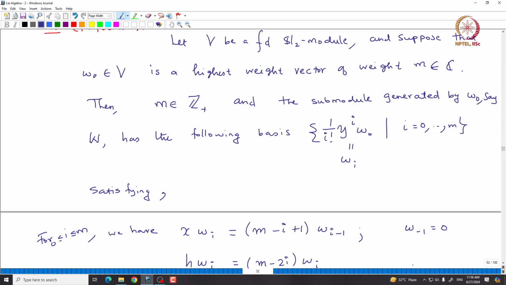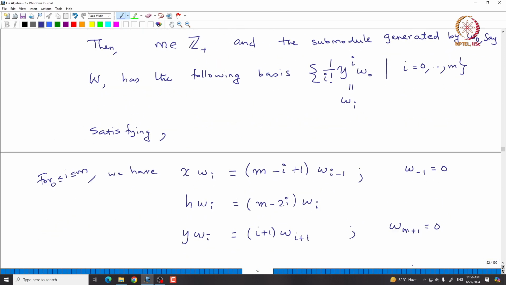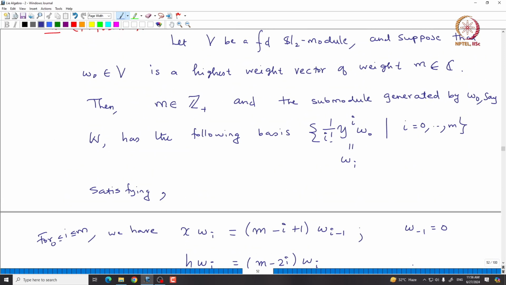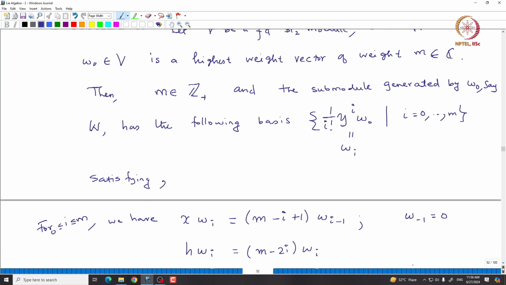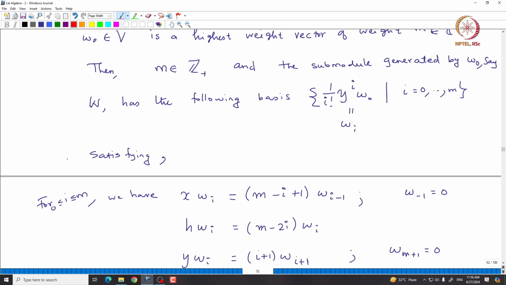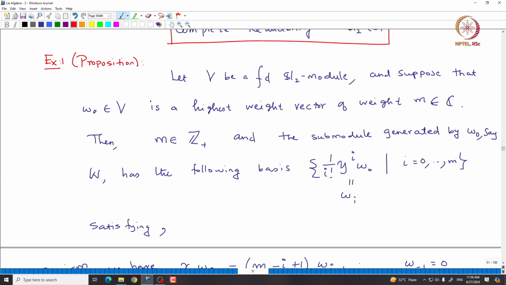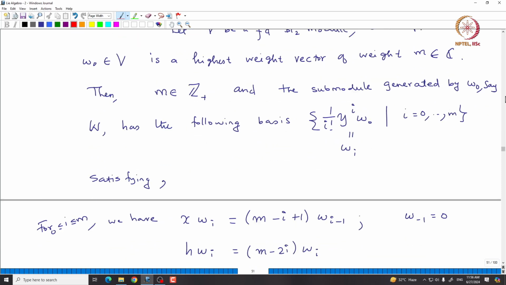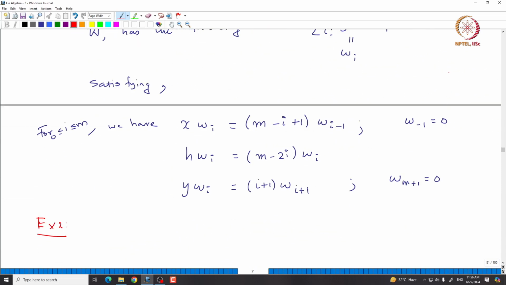So, this has this basis, and not only that, one can actually observe more. Maybe I will leave it as exercise 2. If you combine these things, you get more information. Given any finite dimensional representation that has a highest weight vector W naught of weight m, we have these conclusions.